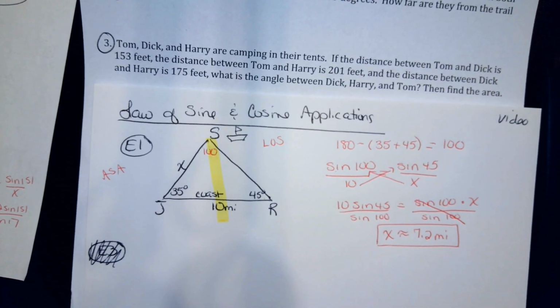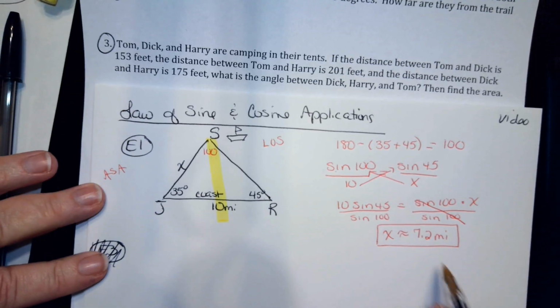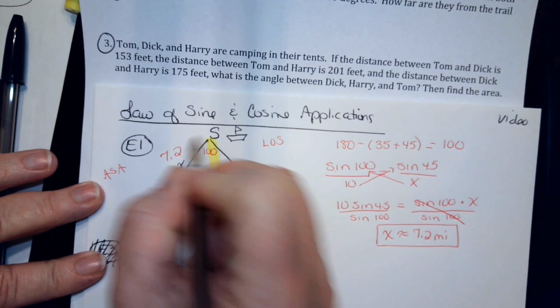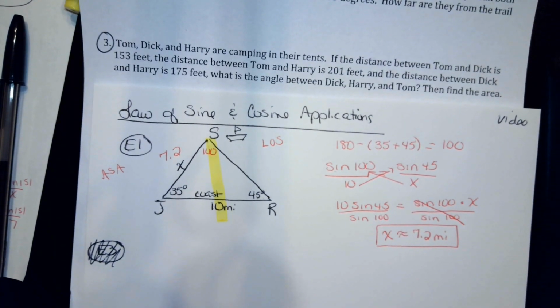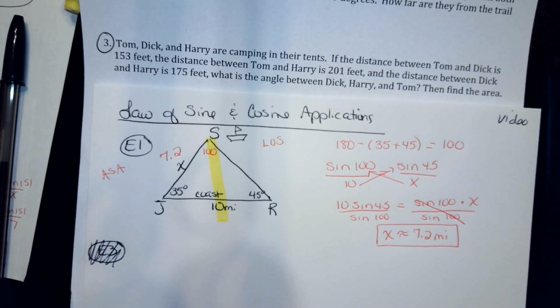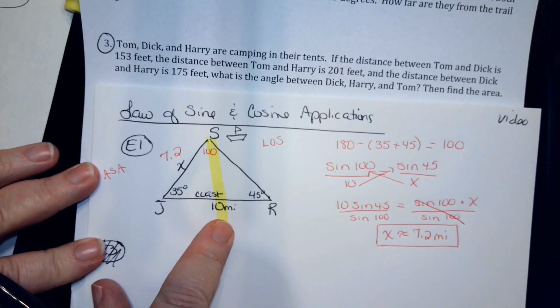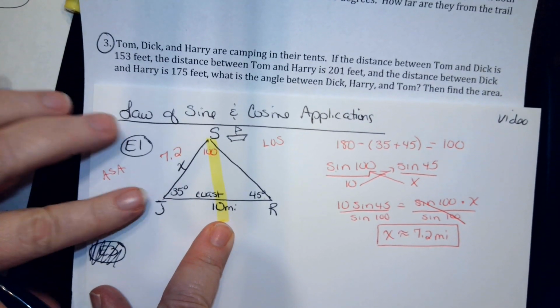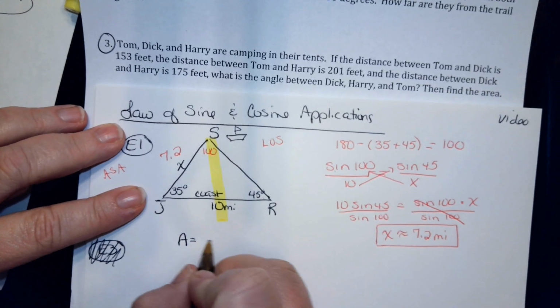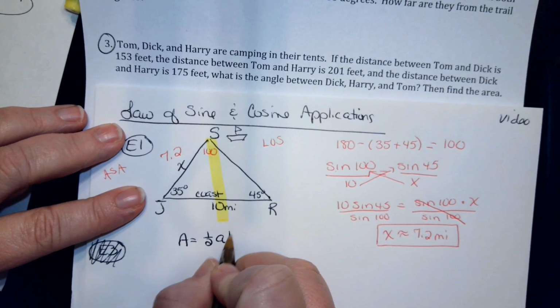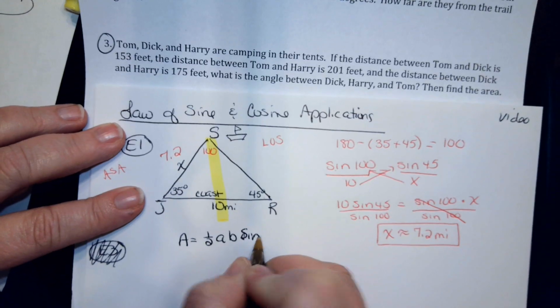Okay, so let's see. Come back here. We got 7.2 right here. All right, so for this one, since I now have side, angle, side, instead of using Heron's formula, I'm going to use the formula that we started off using, 1/2 A times B times the sine of C.